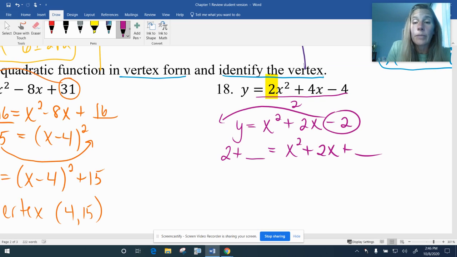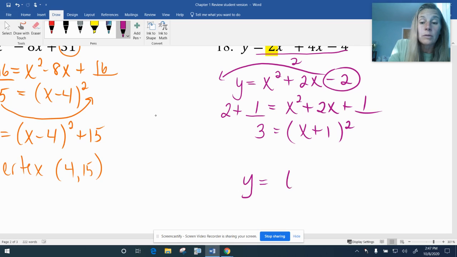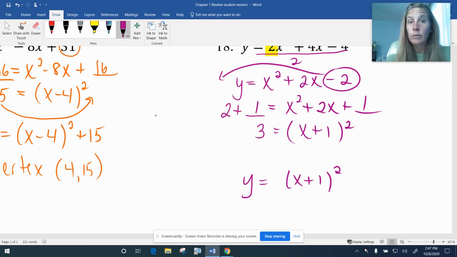Okay, so 2 divided by 2 is 1, and 1 squared is 1. So that's what we're adding to each side. And then I can write x plus 1 squared as the square of my binomial, and 2 plus 1 is 3. Now at this point, you would probably think, okay, I'm just going to bring my 3 over to the other side, and then I'm going to have y equals x plus 1 squared minus 3. But don't forget, there's that little catch.